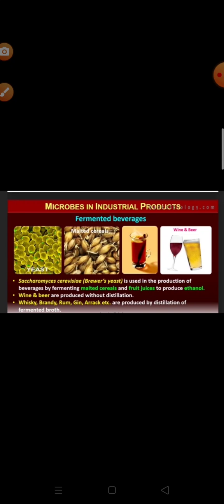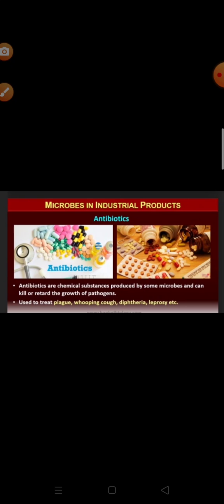Wine and beer are produced without the process of distillation, and whiskey, brandy, and rum are formed by the process of distillation. And antibiotic production is another usage. As industrial products, antibiotics are also used. What are antibiotics? Antibiotics are chemical substances produced by some microorganisms which can kill or retard the growth of other disease causing microorganisms.